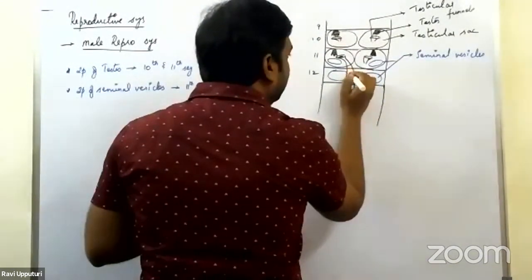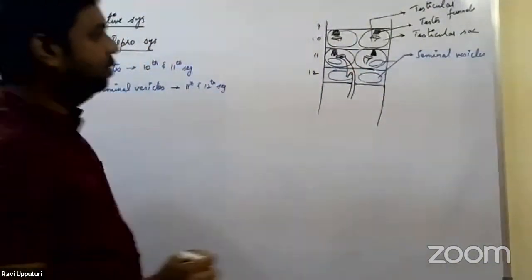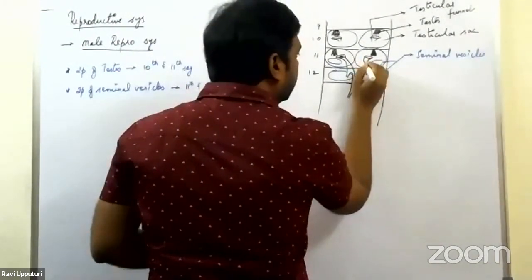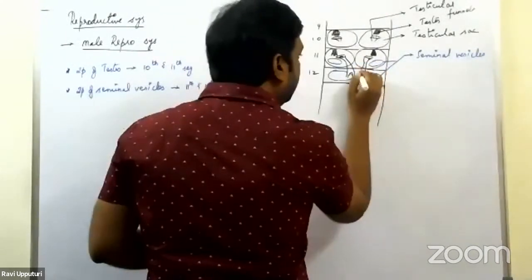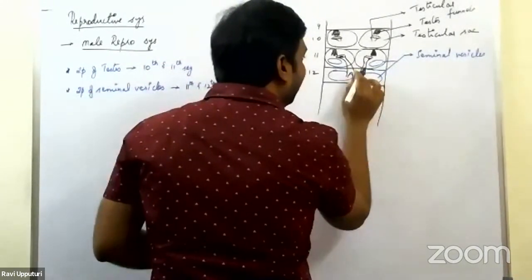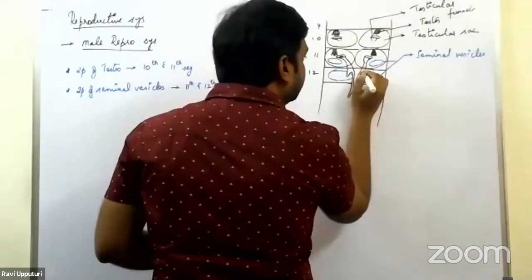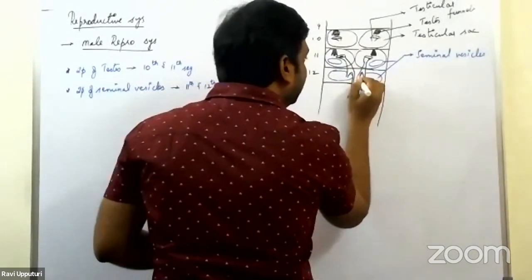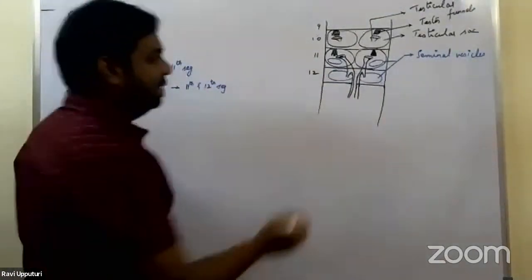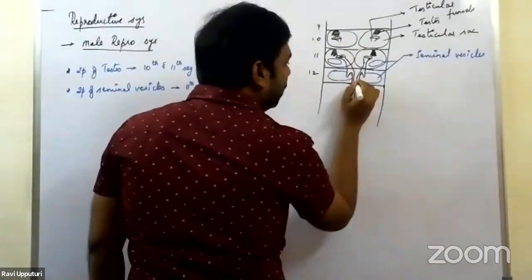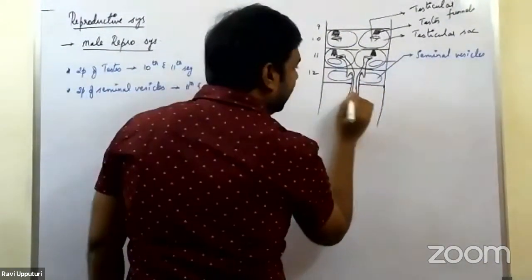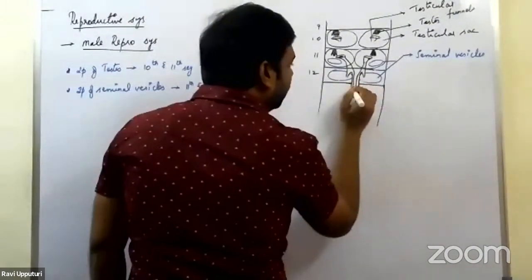So what exactly is happening here? I'm just showing one here, so let me draw one more also. From here, the sperms are taken into the seminal vesicle where they undergo the process of maturation. After they undergo maturation, they are transported through particular ducts, which we call the vas deferens. So this is how they are transported.